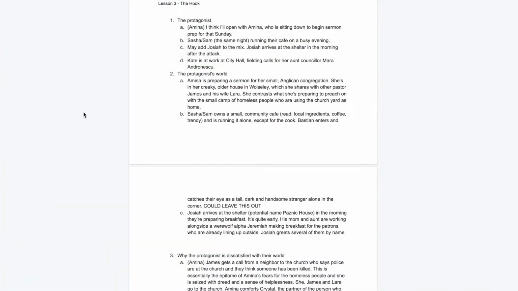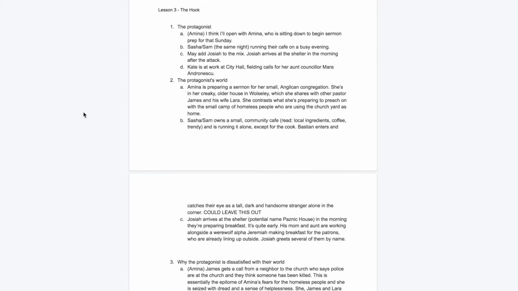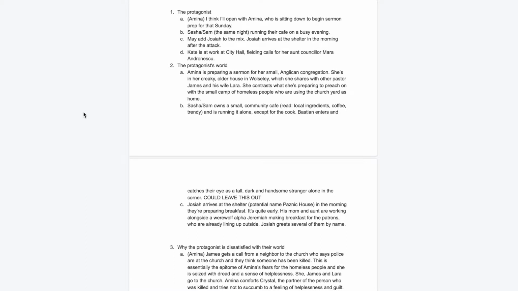Alright, so like I mentioned before, I have more than one protagonist, so for the sake of simplicity, we're going to stick to one today. We're going to stick with Amina, who, if you don't remember, is a vampire hunting priest. Well, for now, she's just a priest. So Amina starts with Amina sitting down to begin her sermon prep for that Saturday. So think a little bit about how to introduce her or them, and what would best illustrate who they are in a few sentences. I have her prepping for a sermon, so she's a priest.